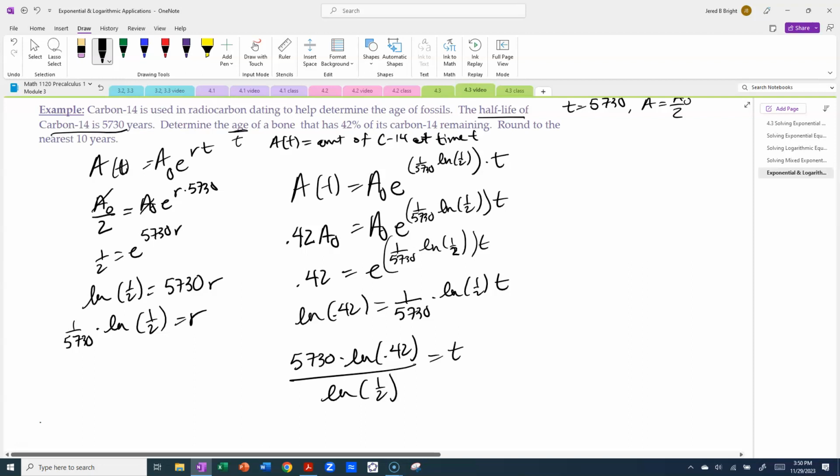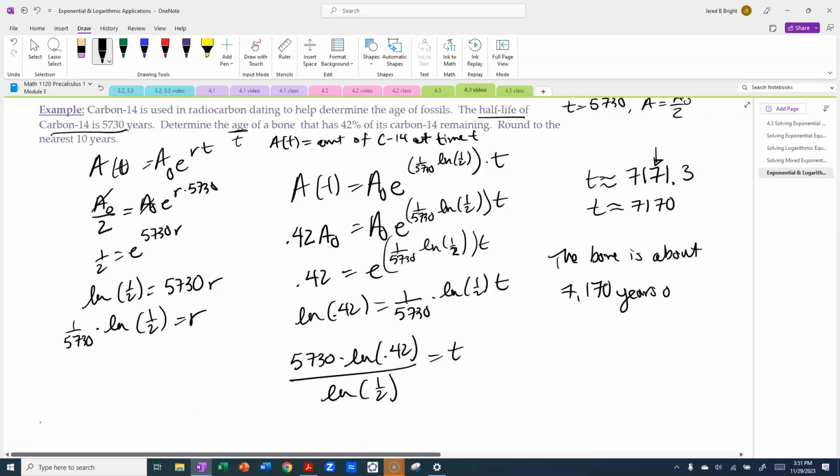And finally, to get our answer, we need to get this in our calculator. And when we do, we get about 7171 point something, and it says round to the nearest 10 years. Okay, so rounding to the nearest 10 spot, t would be approximately 7,170 years. So I would say the bone is about 7,170 years old. Okay, so that is the answer.